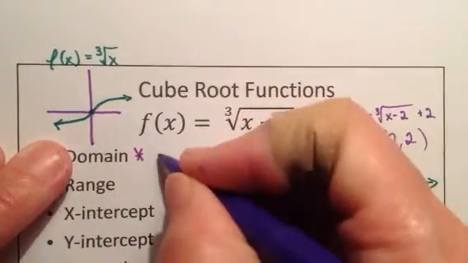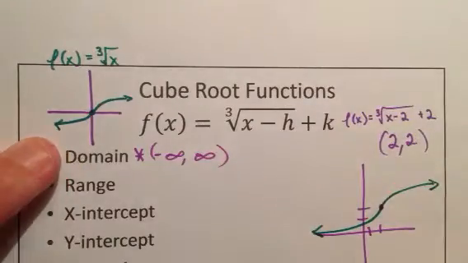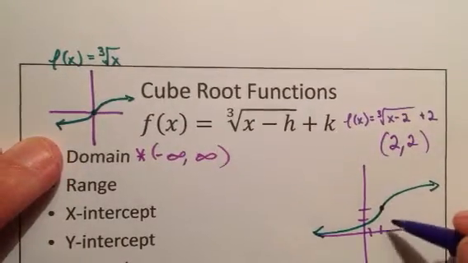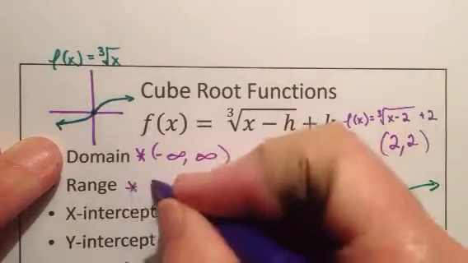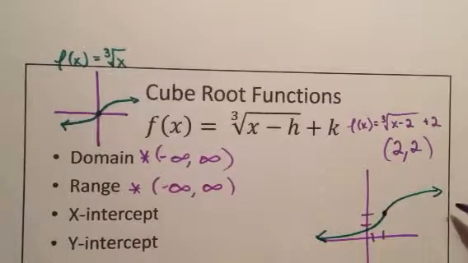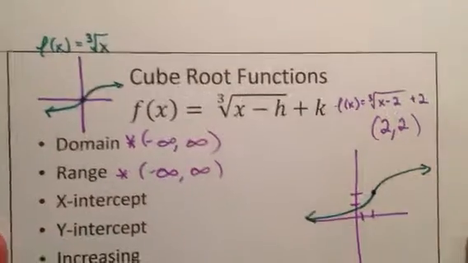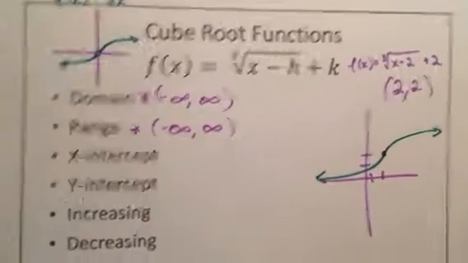My domain is always, always, always going to be negative infinity to infinity. Those are my x values. And my range is also always negative infinity to infinity. Even though it looks like it's flattening off, it's really not. It really will cross that x-axis and continue to move down. So those are nice.